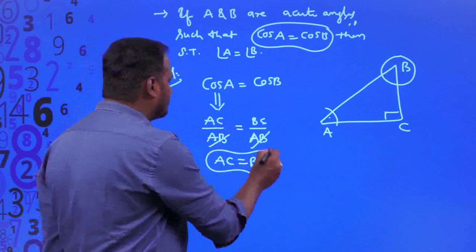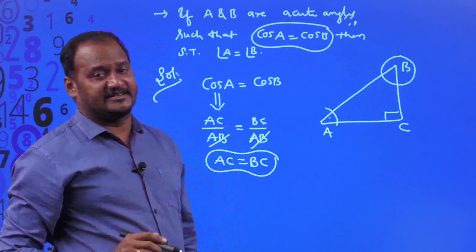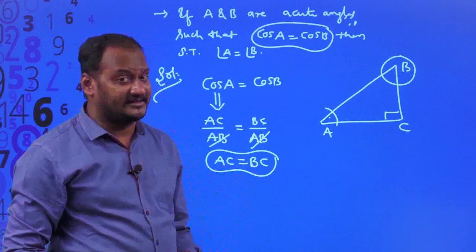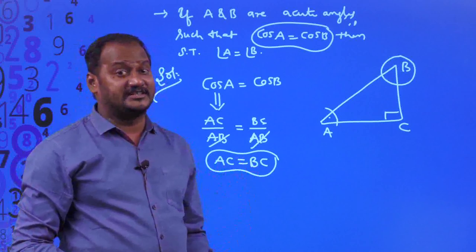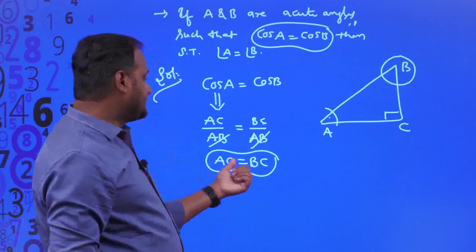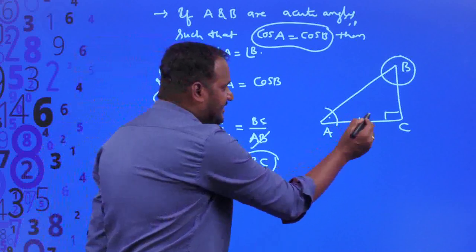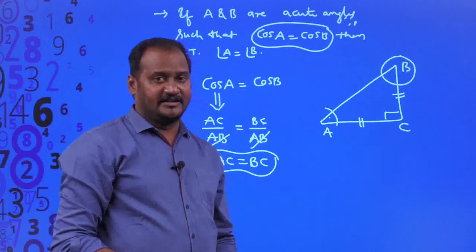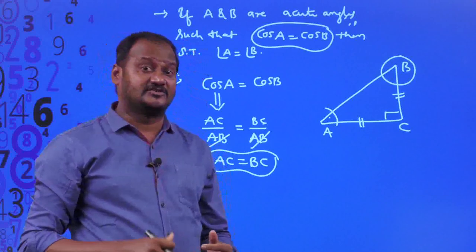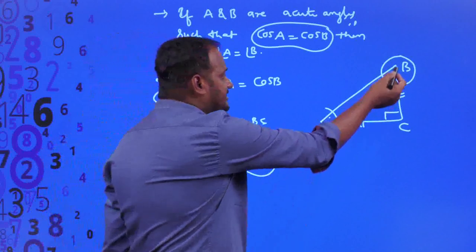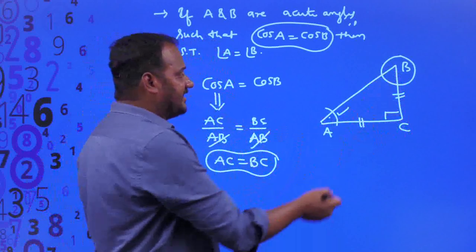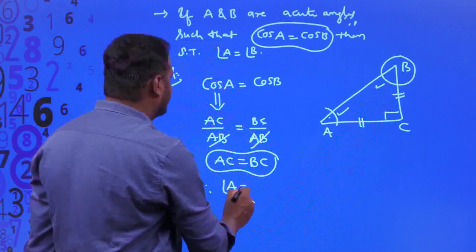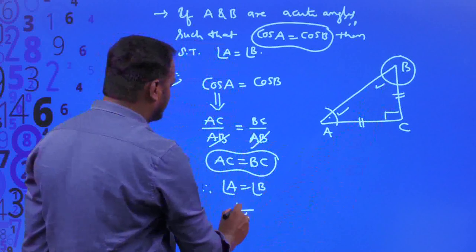What do you mean by AC is equal to BC? It means two sides of a triangle are equal. If two sides of a triangle are equal, then what do you call the triangle? Those triangles are said to be isosceles triangles, right? So AC is equal to BC. This side AC is the same as this side BC. So if two sides of an isosceles triangle are equal, then the angles opposite to the equal sides are also equal, right? What is the angle opposite to BC? That is angle A. And what is the angle opposite to AC? That is angle B. Therefore, you can say that angle A is equal to angle B. Hence, proved. Right?